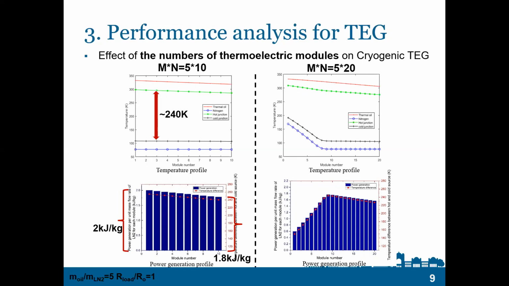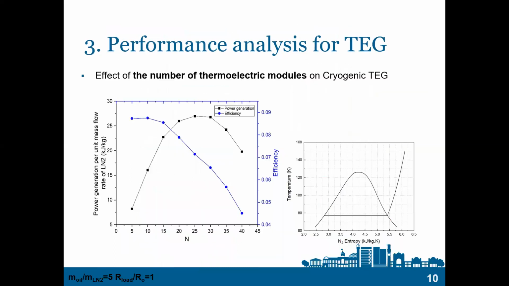But when 100 modules are used in the heat exchanger, not only the latent heat but part of the sensible heat of the nitrogen is utilized for power generation. That makes the temperature difference between the hot junction and cold junction of every single module decrease from 240 to 140 degrees C, and the power generation of every single module decrease from 1.8 to 0.6. That's the reason why 100 modules have a higher power generation but lower thermal efficiency than 50 modules.